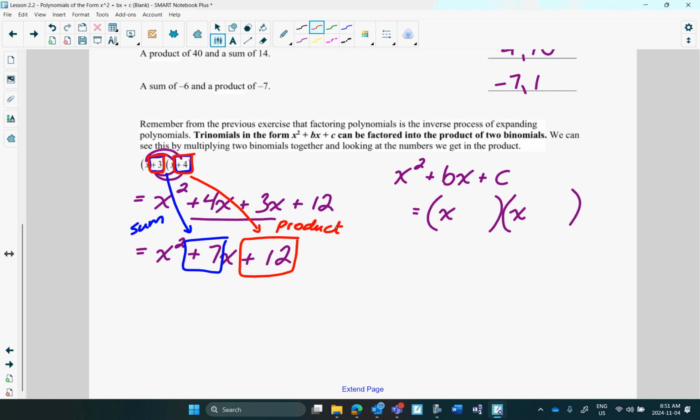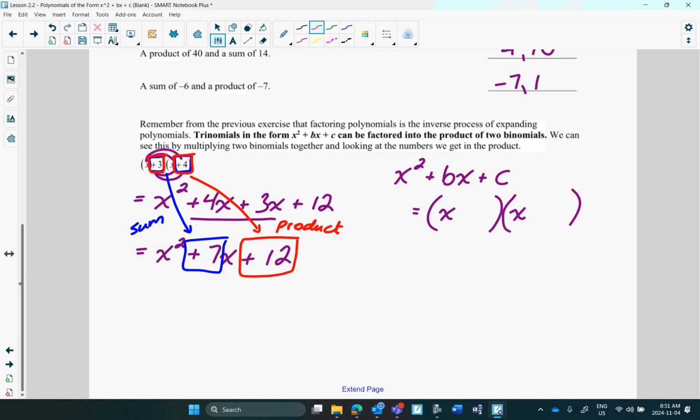So how do we go from here to here? Well, first of all, we know it's going to look like this. And to figure out the numbers, we just need to find two numbers that have a sum of the middle number in the trinomial, 7, and have a product of the last number in the trinomial, 12. So it'd be plus 4 plus 3, or plus 3 plus 4, same thing. That's how we factor these things.